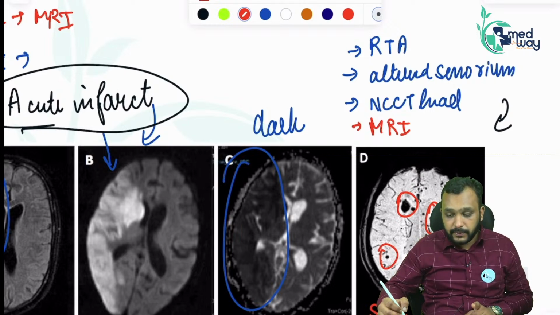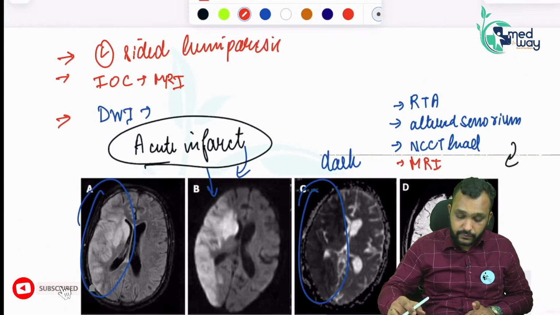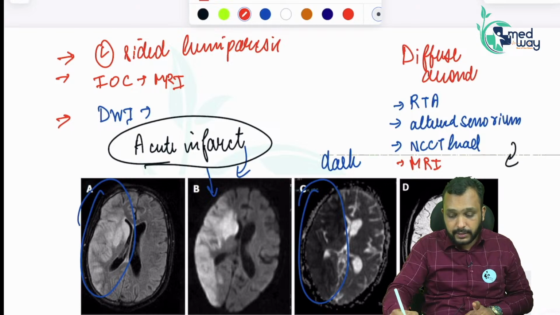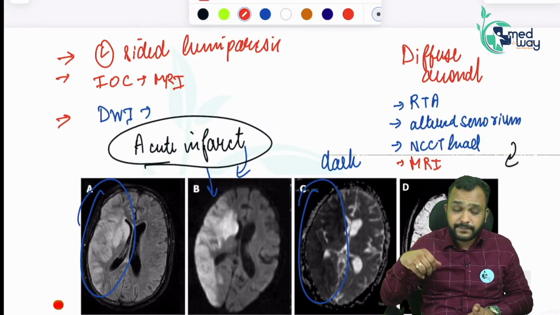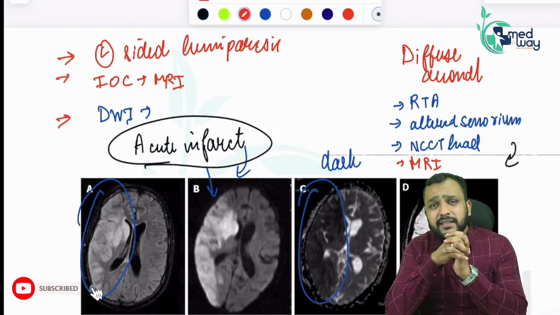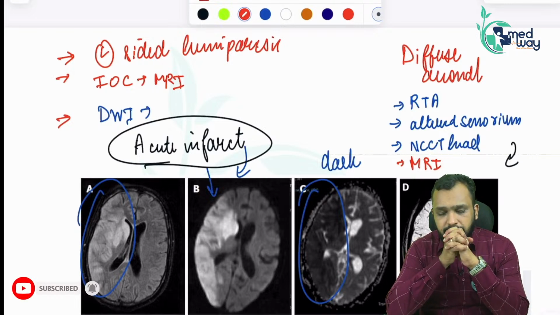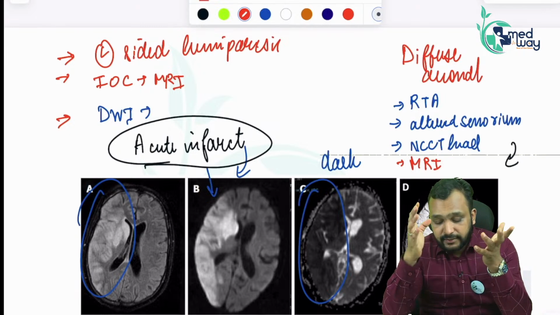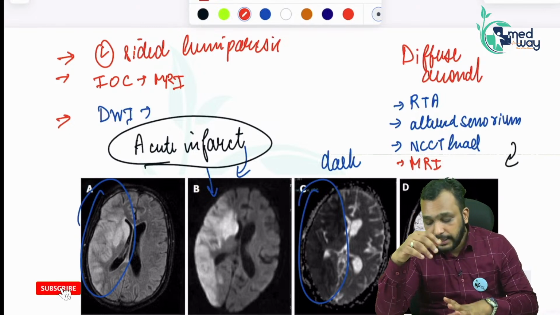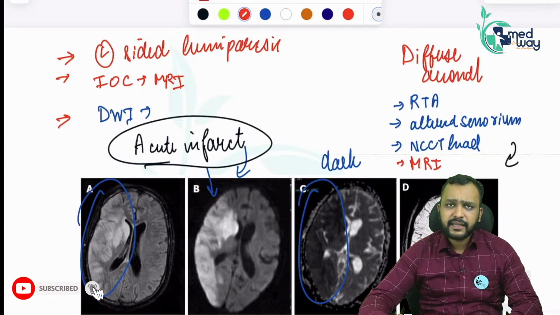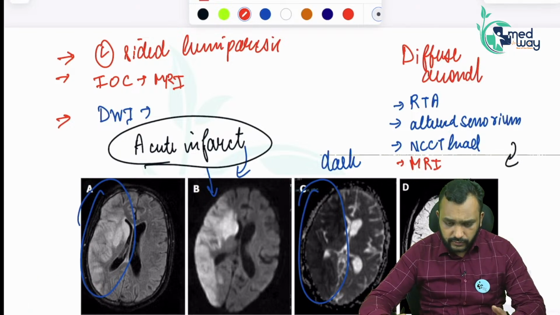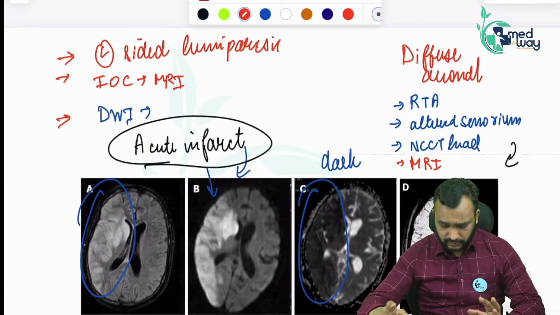So this is a typical case of diffuse axonal injury, right? So this is one case of trauma where you can see that NCCT head is completely normal, and only your imaging findings are seen on the SWI images or MRI, where you are going to see black dots, right?